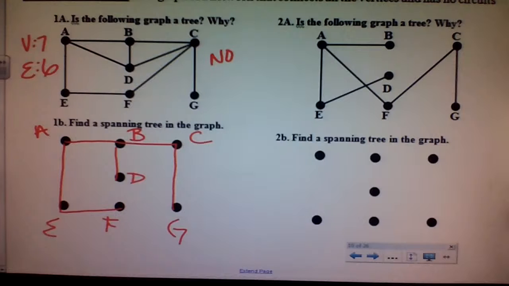I like number 2A because it's already a tree. So you don't have to do anything, brother. Okay. Rodrigo says he likes 2A because it's already a tree. So do I need to find a spanning tree? No. But you can still do it. It's the same exact graph. You just have to.